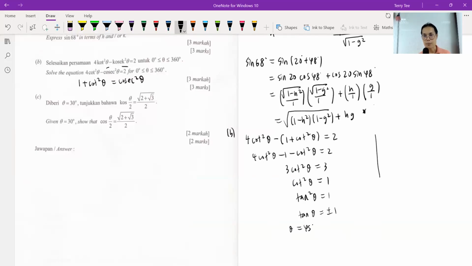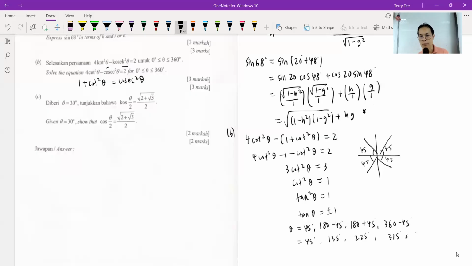But because tangent is positive in quadrant 1 and quadrant 3, and negative in quadrant 2 and quadrant 4, and because we have plus minus, we will consider all 4 answers. The next answers are 180 minus 45, 180 plus 45 in quadrant 3, and quadrant 4 is 360 minus 45. So we get 45, 135, 225, and 315. Yeah, 4 answers. All right, we've got one more to go.